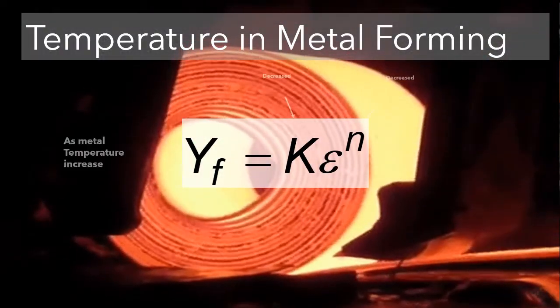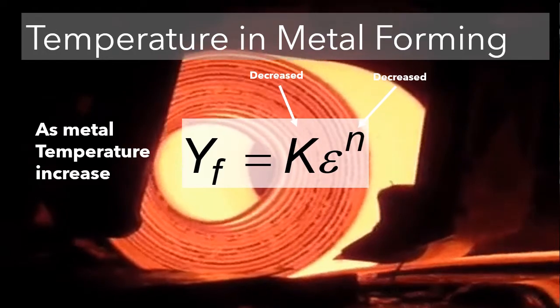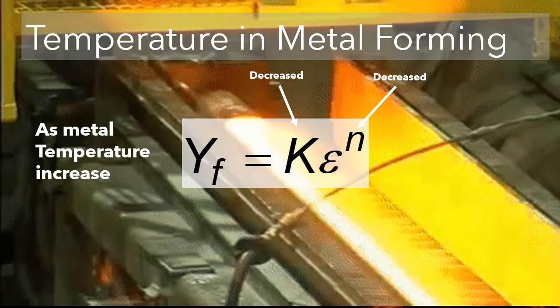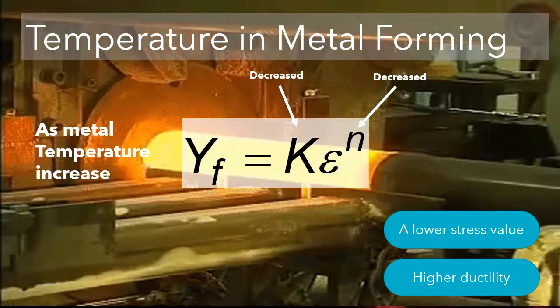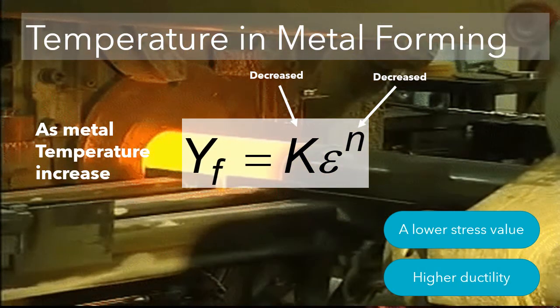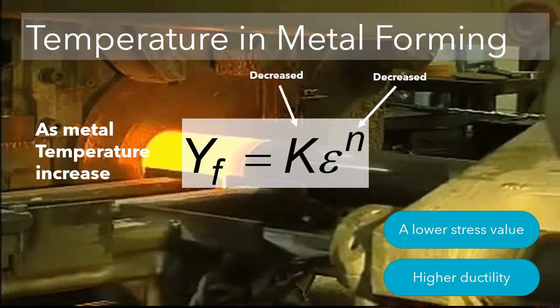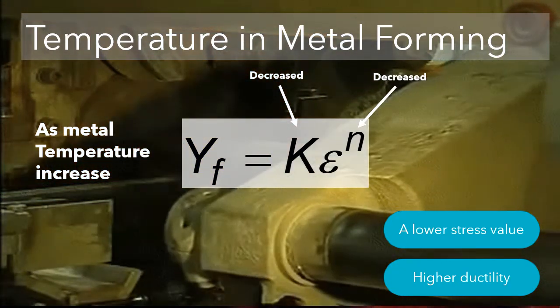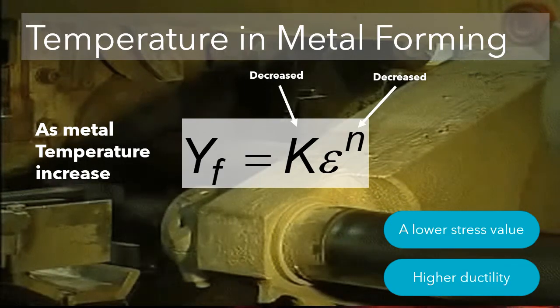As the metal temperature increases, the K and n values decrease. Thus, at higher temperature, a lower stress value and higher ductility result. Accordingly, lower force and power are required to accomplish the deformation operation at elevated temperature.